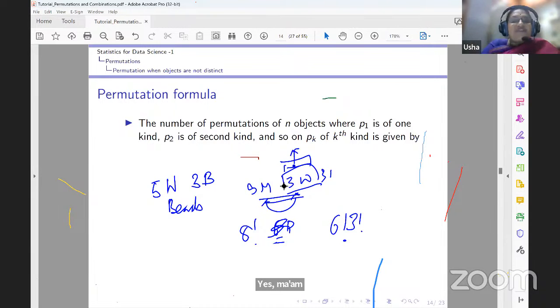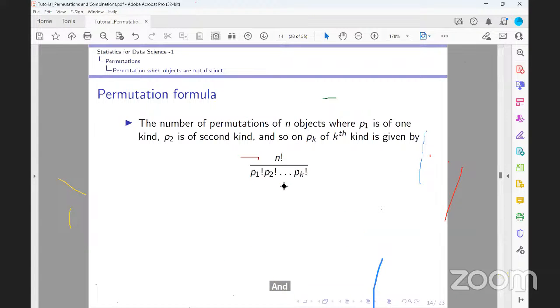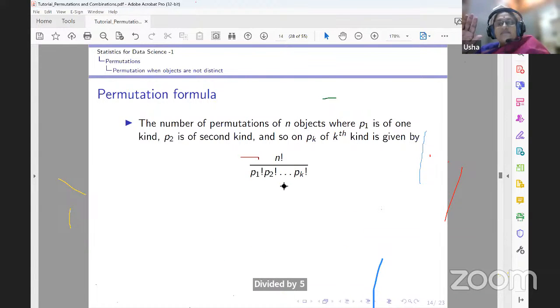So first of all, 5 white beads and 3 blue beads, or whatever it is. How many ways can I arrange them? 8 factorial, divided by 5 factorial into 3 factorial. So actually we are going to apply this, right? Is this clear? Yes, ma'am.